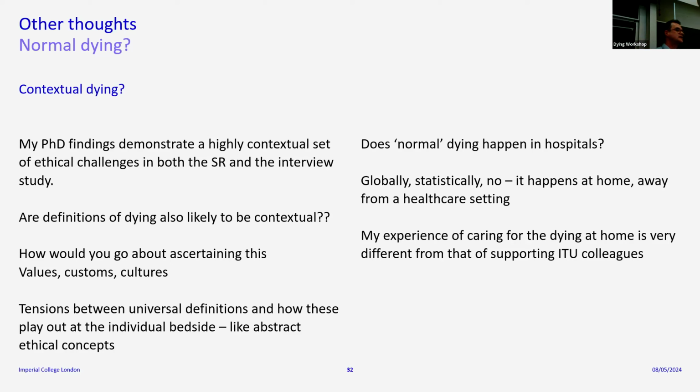And globally, statistically, obviously, the most common form of dying is at home, away from a healthcare setting and without healthcare intervention. I don't know if the data's a little old now, but one of the professors out in Uganda says 50% of people will never see a healthcare worker. So that's the other thing to take into account when we're talking about definitions of dying. We need to make sure we're not talking about a really high income focused definition of the tertiary intensive care unit in a London teaching hospital, but actually does it spread across the globe?